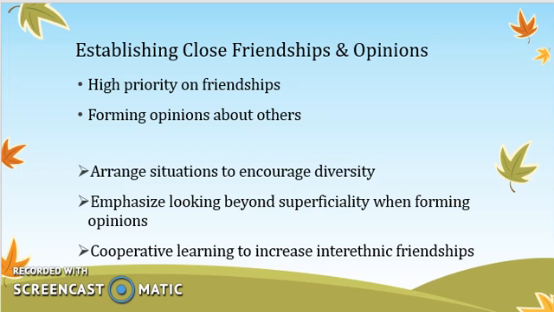Also, it's important as teachers to create cooperative learning that can increase inter-ethnic friendships. So when making groups, making sure to put people of different ethnicities in each group.